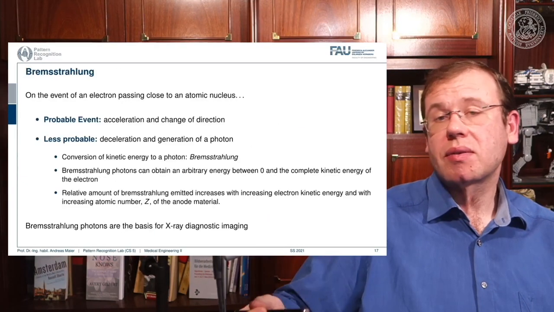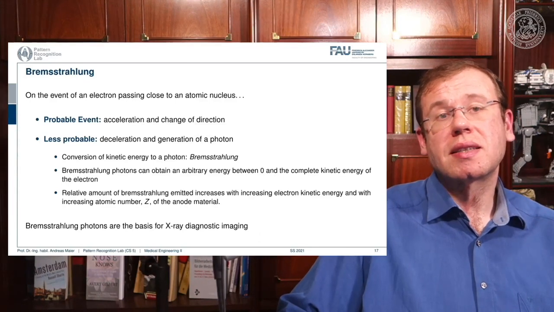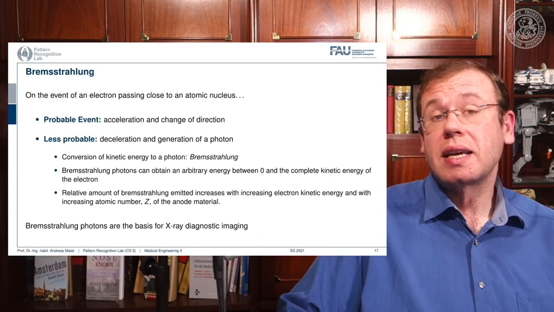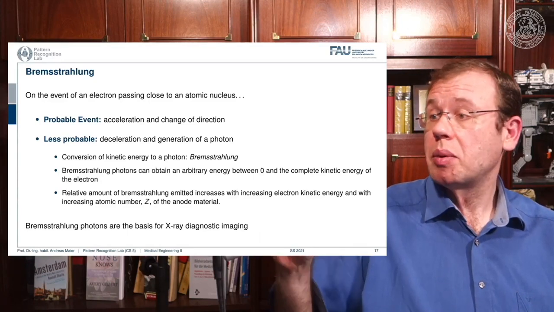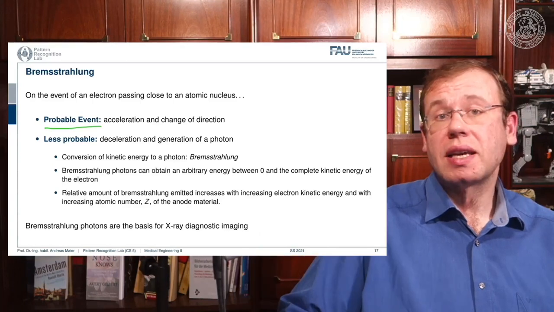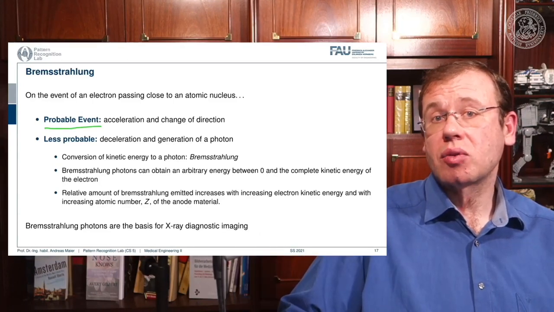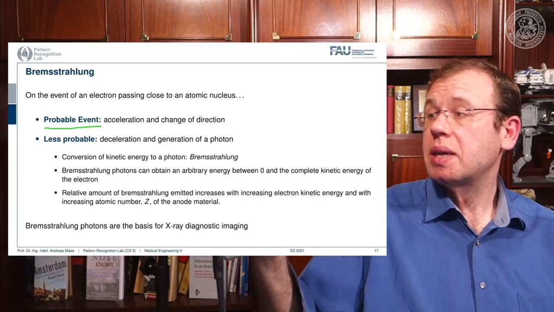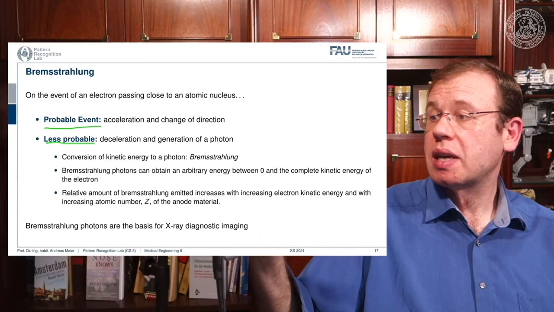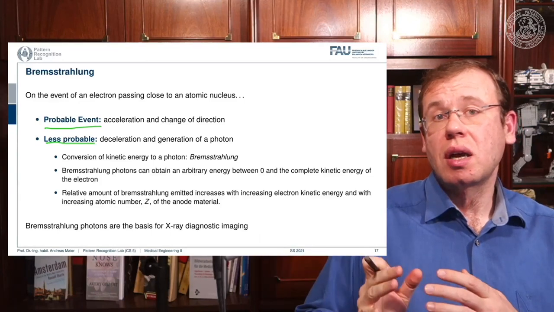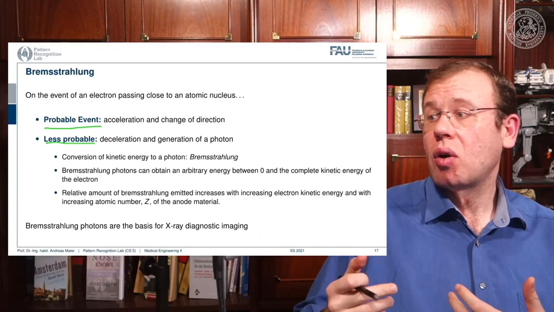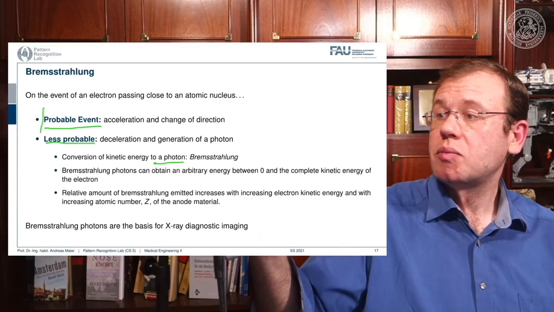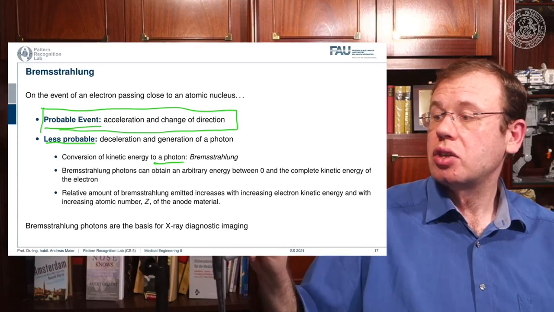So what happens with the Bremsstrahlung? Well, this is something that happens quite frequently. The electron changes the direction, and then it loses energy. And this is a probable event. So having the electron just enter the anode material and changing the direction is very probable. But what happens in a less probable case is that the conversion of the kinetic energy then also causes a photon to be generated.